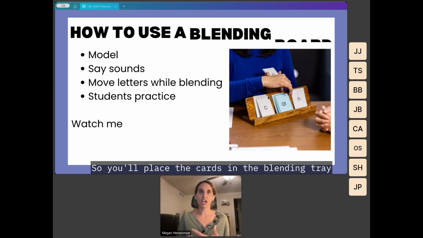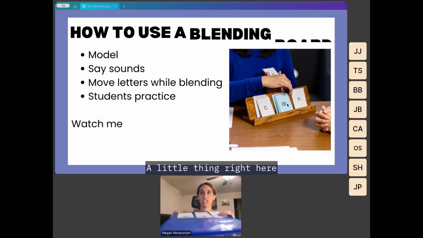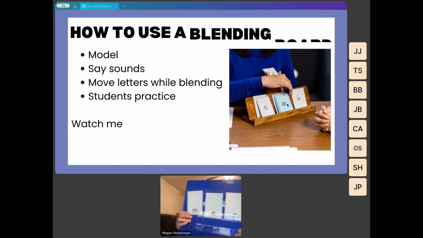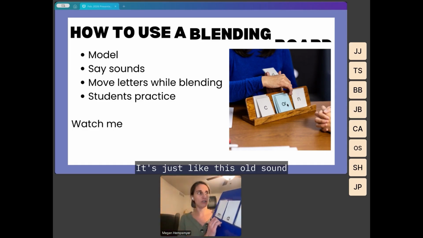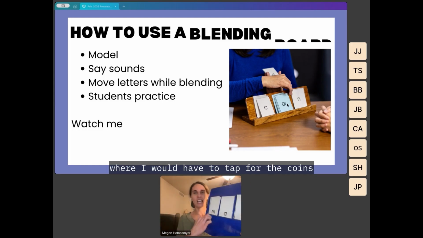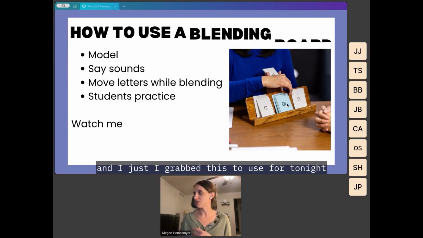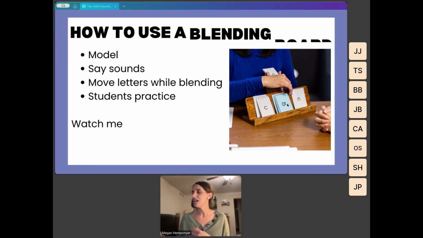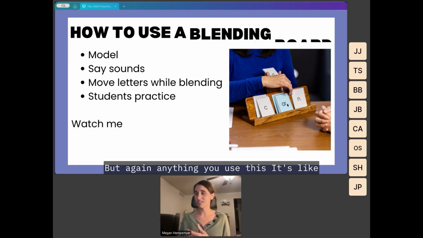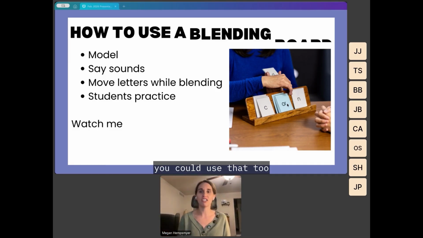So you'll place the cards in the blending tray or whatever you decide to use. A little thing right here that I will show you. We used to have these coins for our phonics program where I would tap for the coins, and so I would just slide the coins in the slot. I grabbed this to use for tonight because I didn't have the wooden one. But again, anything you use, it's like a little pocket chart. So if you have a little pocket chart laying around, you could use that too.